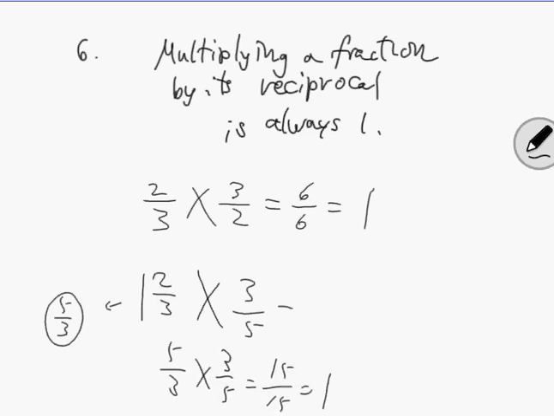So the answer to the question is multiplying a fraction by its reciprocal is always 1. That is definitely true. And if you didn't show examples of why, you probably didn't get it right on the test.